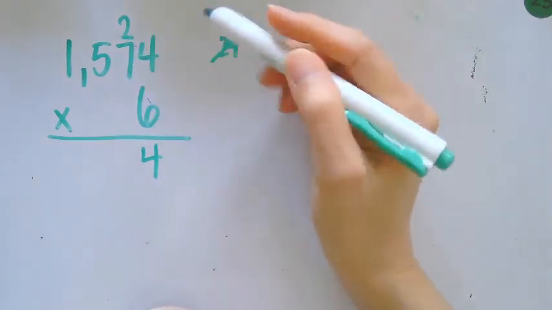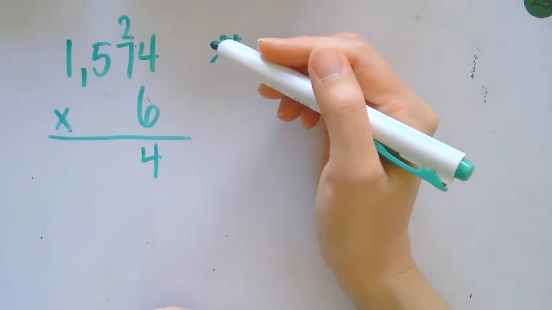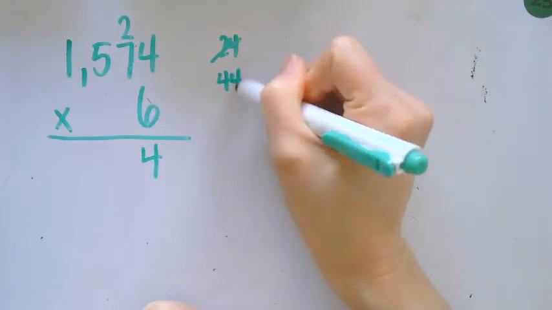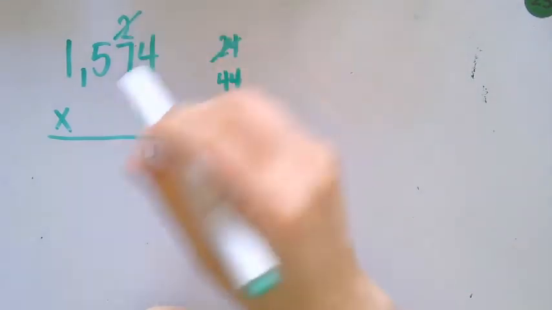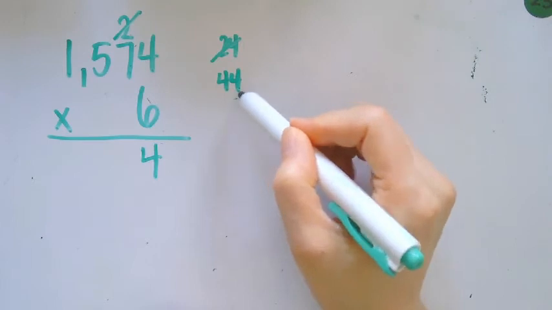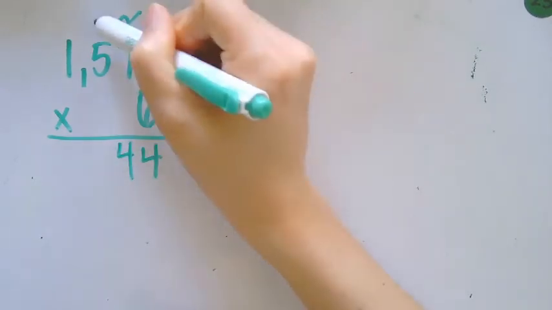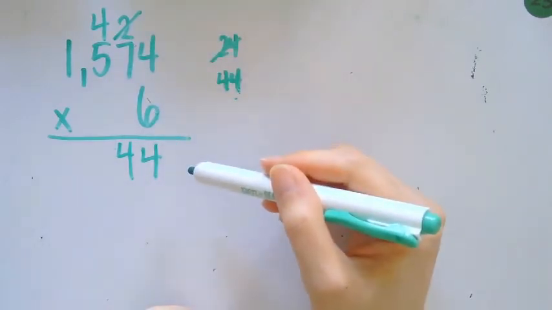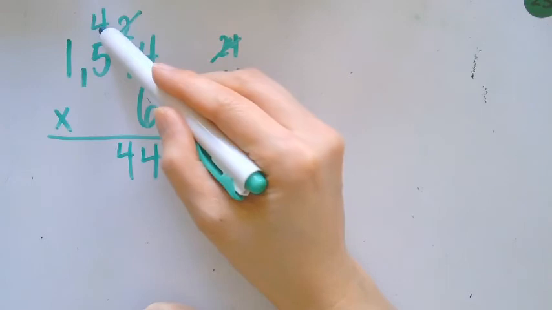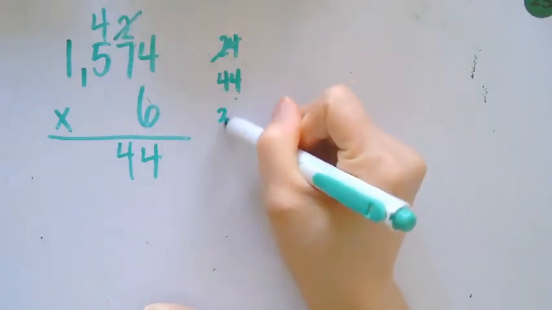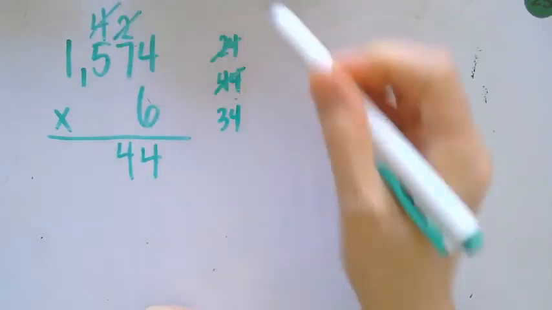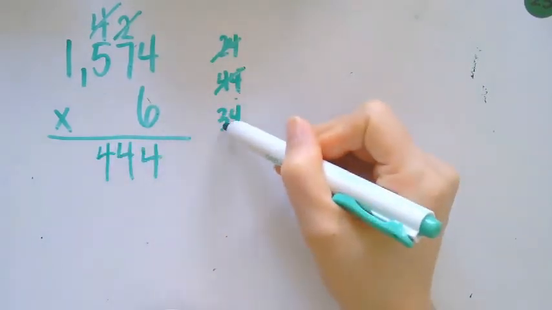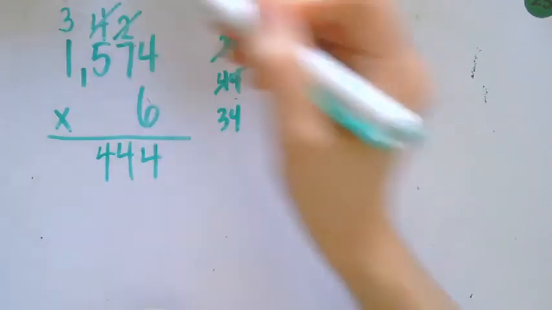7 times 6 is 42, plus that 2 is 44. Cross this off because I'm done. I've added it up. That 4 here goes right here. The 4 here goes next door. Okay. 5 times 6 is 30. 30 plus that 4 is 34. Okay. 4 is in the smaller place value. It goes right where it should. And that 3 goes next door.